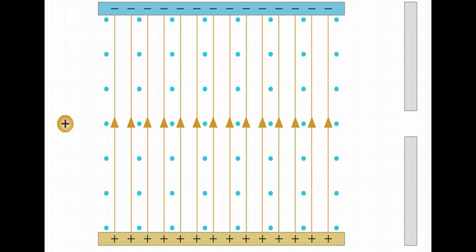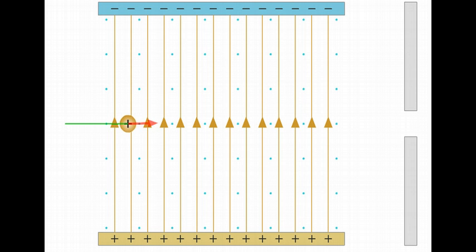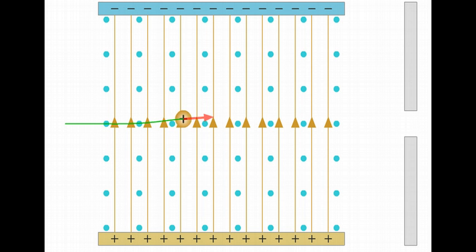So let me reset here and we'll relaunch this and see if we can play around with this magnetic field. If I make it too weak, you can see the electric force is stronger upwards, and so it's going to continue upwards. If I make it too strong coming out of the page, then the force is stronger going downwards from this magnetic force, and so the path deviates this way.